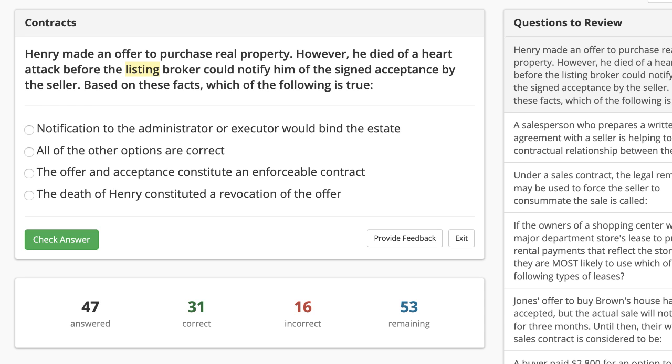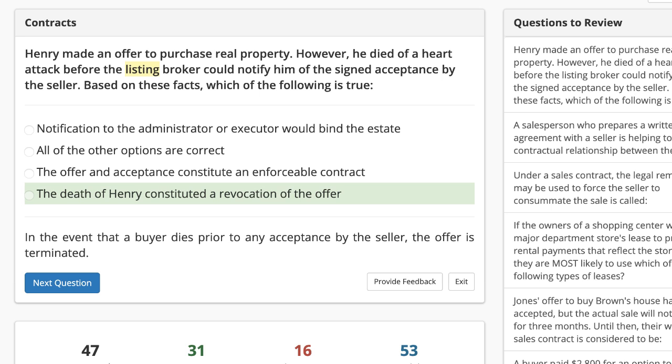It's why they're bound to the contract, because they've probably already been paid something for that option. All right, back to the question on the board. Henry made an offer to purchase real property. However, he died of a heart attack before the listing broker could notify him of the signed acceptance by the seller. Based on these facts, which of the following is true? D. The death of Henry constituted a revocation of the offer.